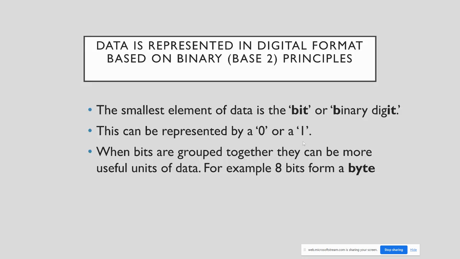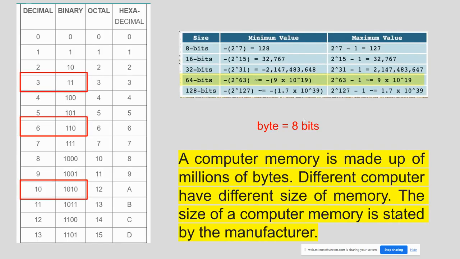So data is represented in digital format based on the binary base 2 principle. The smallest element of data is the bit, or the binary digit, as I mentioned: the B from binary and the it from digit, put them together and we have bit. This can be represented by a 0 or a 1. When bits are grouped together, they become a more useful unit of data. For example, 8 bits form a byte.